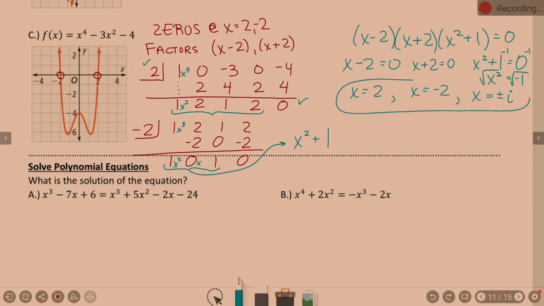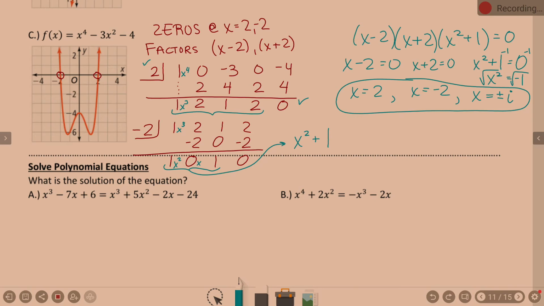Now, do we have 4 zeros here? Yes: 2, -2, i, and -i. And it makes sense, 2 of them are visible on the graph. The other 2 are imaginary. They're complex zeros. These are my real 2. These are my complex 2.